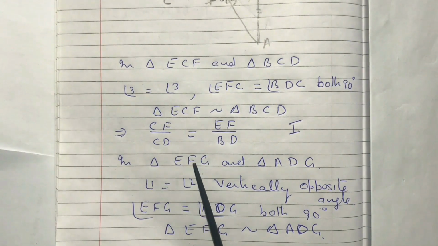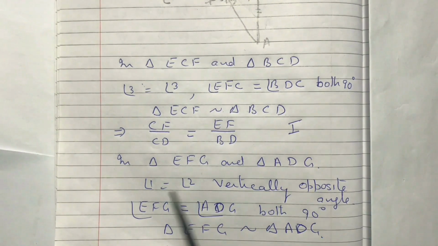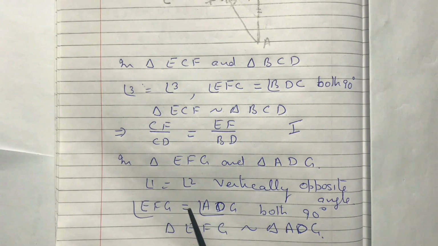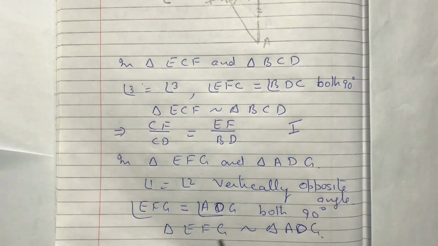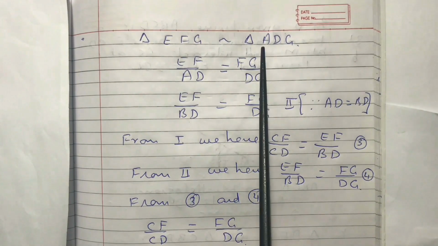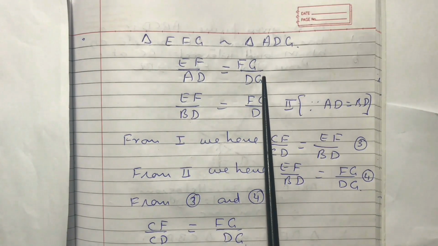Afterwards in triangle EFG and triangle ADG, angle 1 is equal to angle 2, vertically opposite angles, and EFG is equal to ADG, both 90 degrees. So both these triangles are similar. Now triangle EFG is similar to triangle ADG. So sides are proportional.